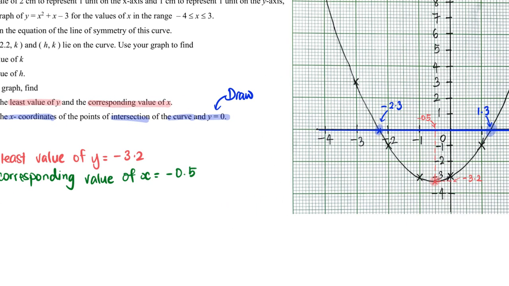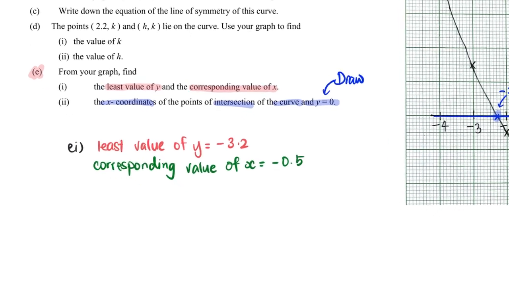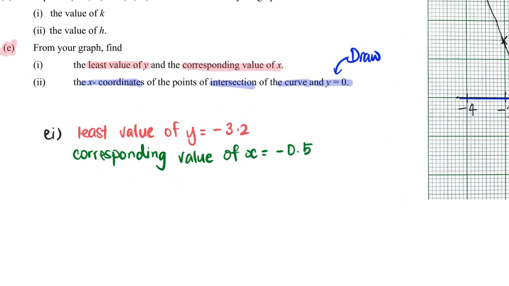Okay, so therefore for E part 2, the x coordinates are x equals to negative 2.3 and x equals to 1.3.